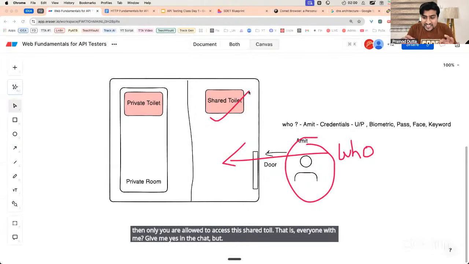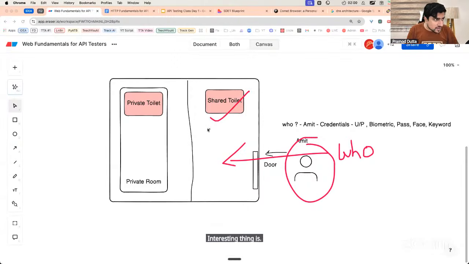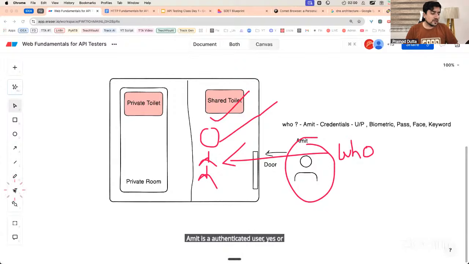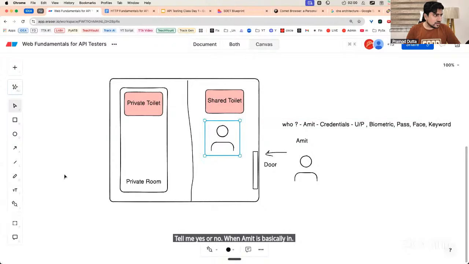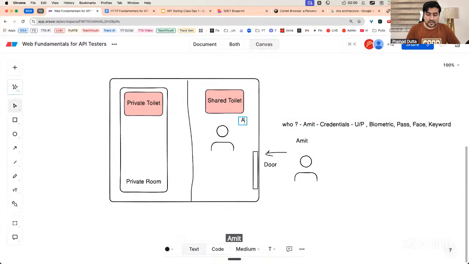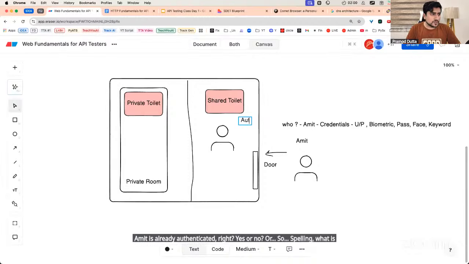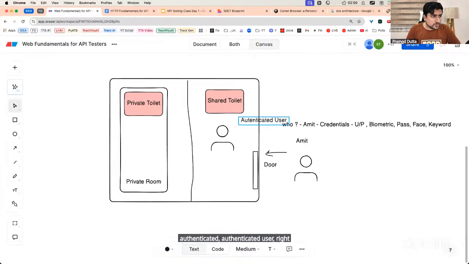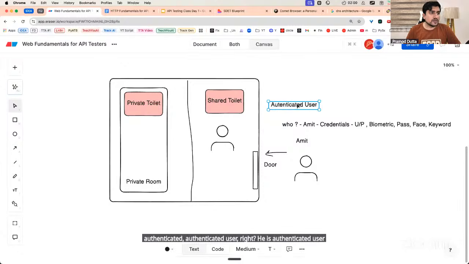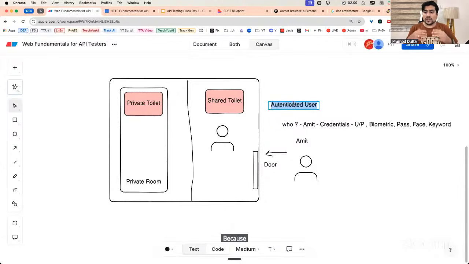But the interesting thing is, when Amit is in, Amit is an authenticated user. Yes or no? Everyone, tell me. Amit is already authenticated, right? The spelling is authenticated. He is an authenticated user because he has shown all the credentials.